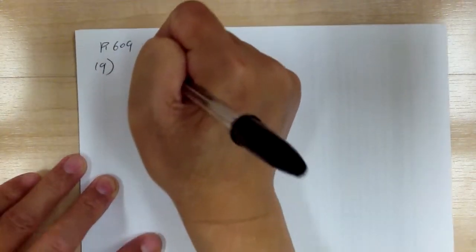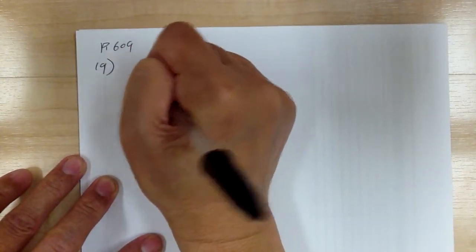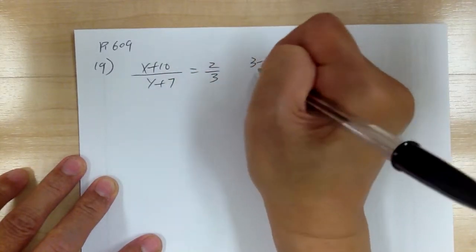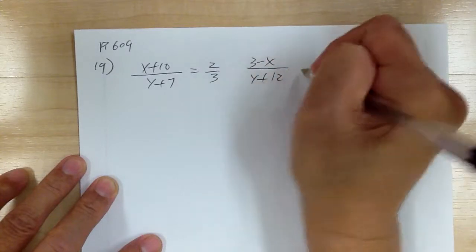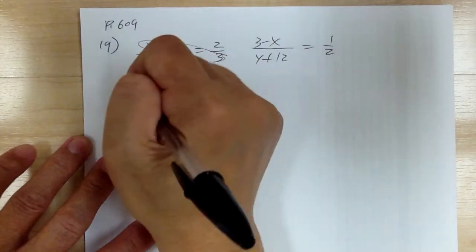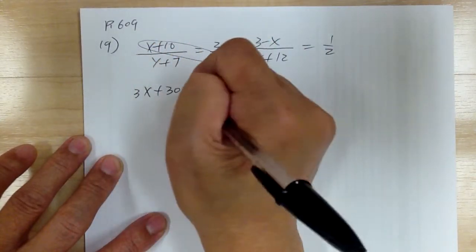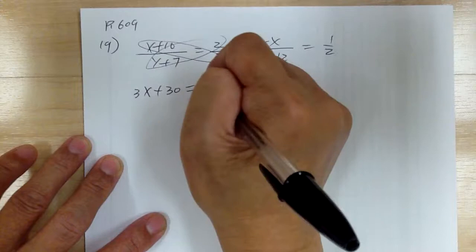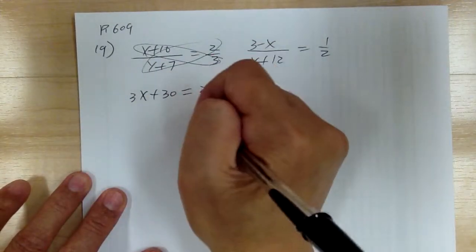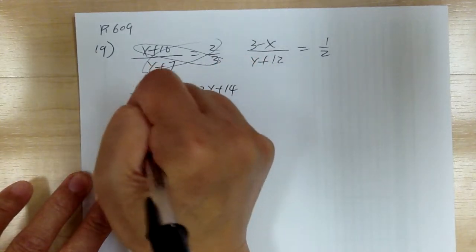Let's go to number 19. I have (x plus 10) over (y plus 7) equal to 2 over 3. And I have (3 minus x) over (y plus 12) equal to 1 over 2. So again, first let's cross multiply. So I got 3x plus 30 equal to, cross multiply, 2y plus 14. And I'm going to move things around to make it nice. So minus 2y, minus 2y.